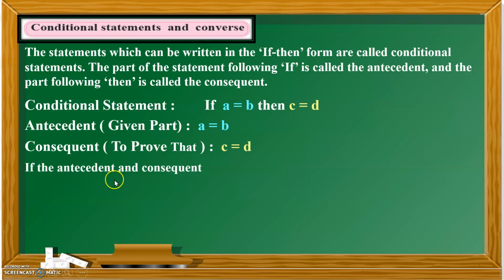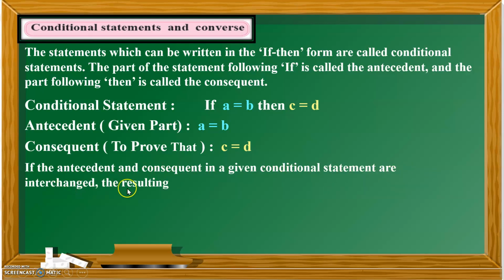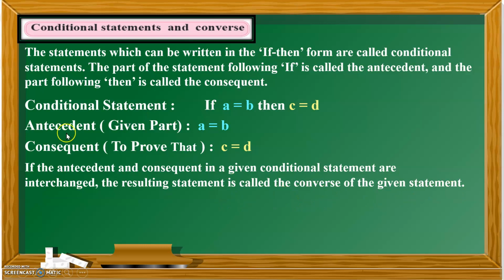If the antecedent and the consequent in a given conditional statement are interchanged, the resulting statement is called the converse of the given statement. Hope you have understood what the converse is. You have already seen in the video that when the positions get interchanged, we get the converse statement. So let's write the converse statement of this conditional statement. See here, we get: if C equal to D, then A equal to B. I have interchanged the position of the antecedent and the consequent. So when I interchange the position, we get the converse statement.